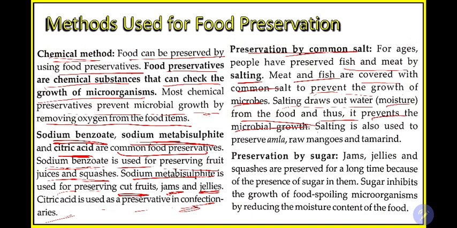Salting is also used for other purposes. It is used to preserve amla, raw mangoes and tamarind. For storing these fruits also, the salting process is used.